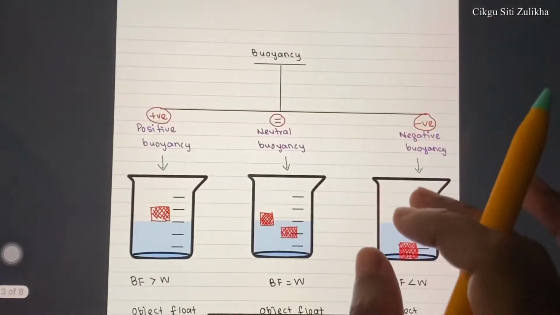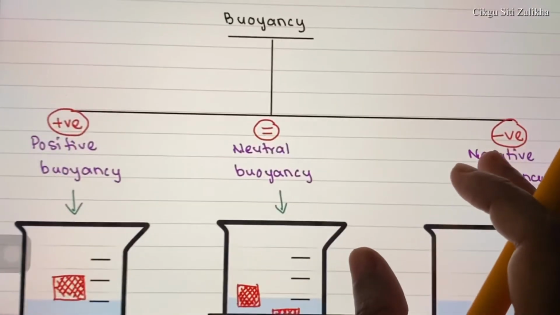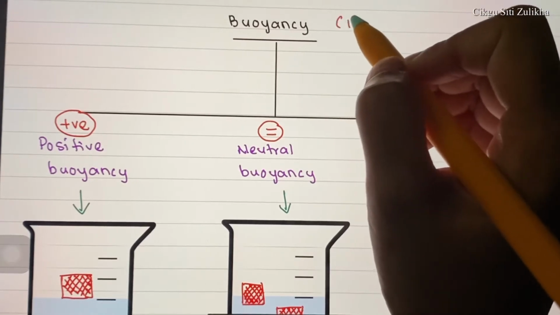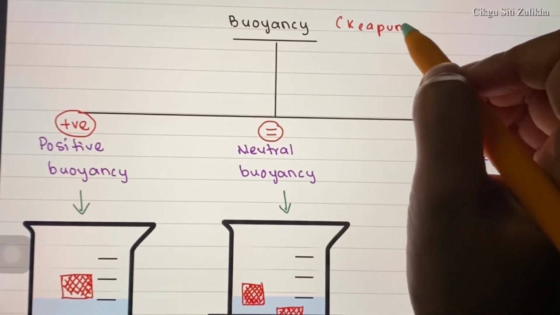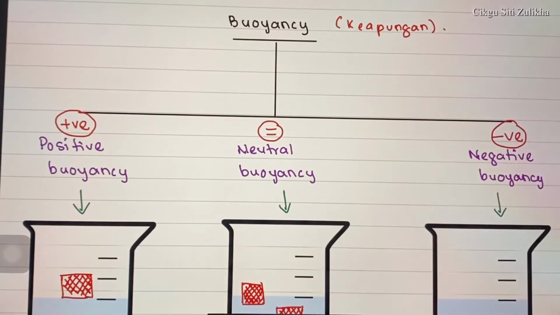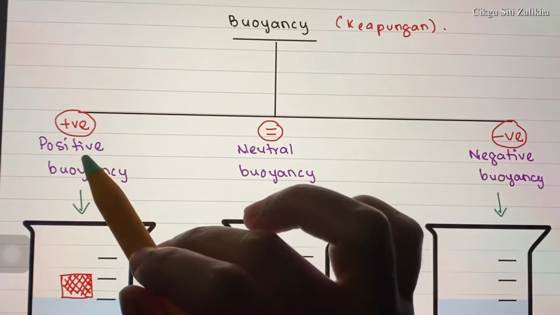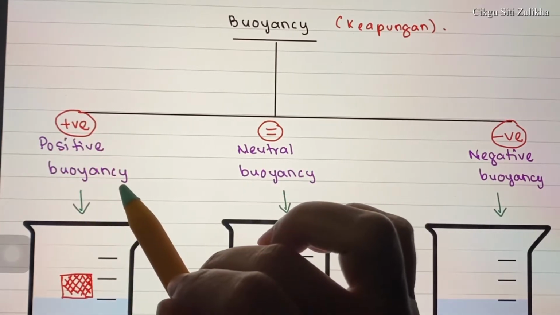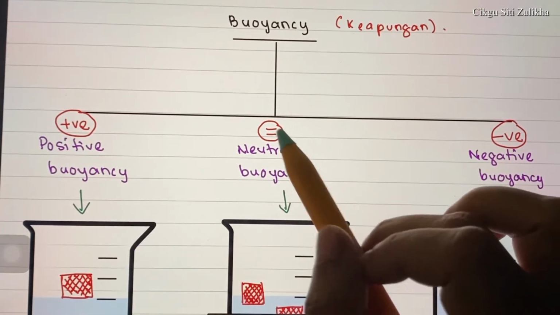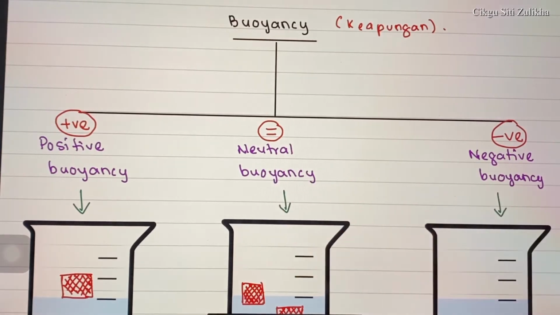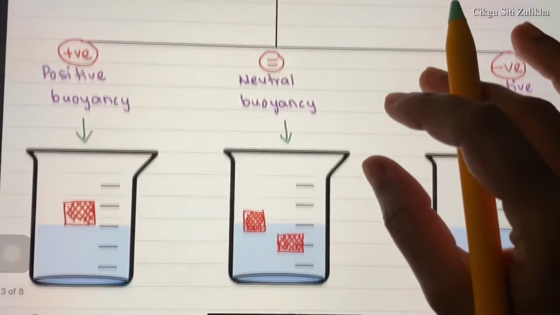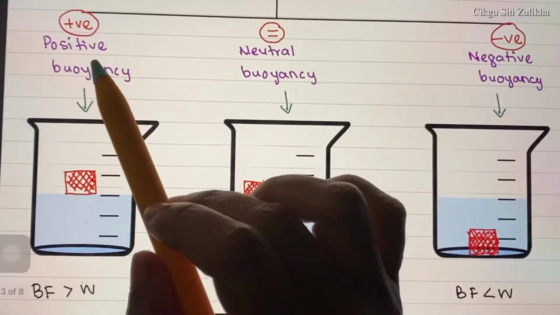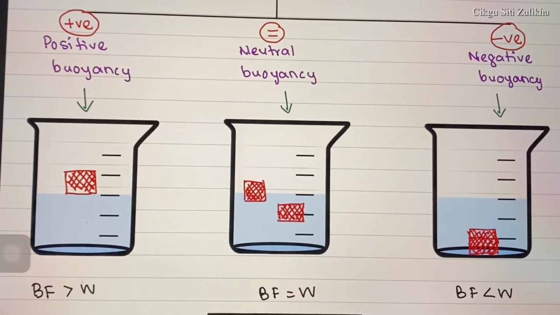Now, we go to the next thing. Buoyancy. Keapungan. Ini adalah keapungan. Right. So, buoyancy ada 3 types yang you kena faham. First type is a positive buoyancy. Second, neutral buoyancy. And negative buoyancy. Apa maksud dia? Nah, kita tengok dulu positive. Positive buoyancy is when your buoyant force is more than weight.